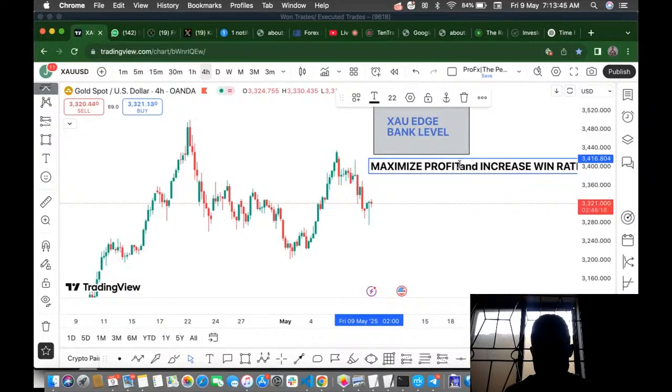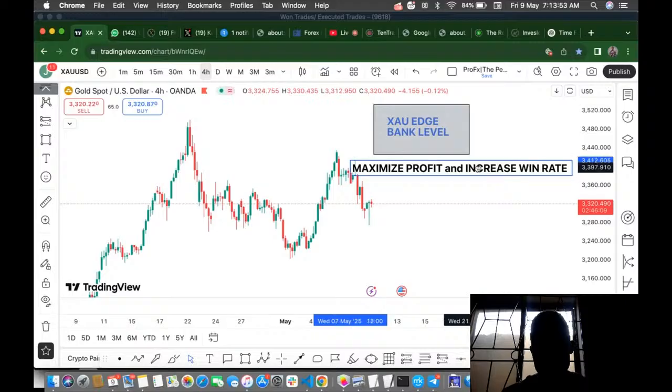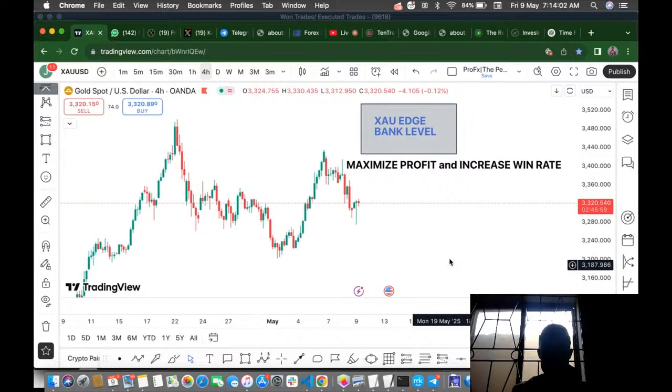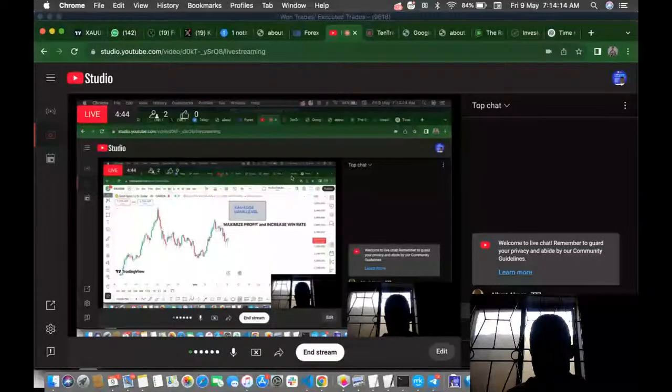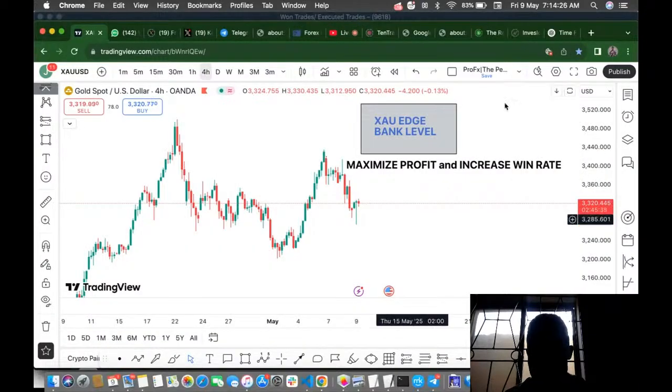Whilst other SMC traders are looking out for liquidity for targets, looking out for session lows for targets, we are looking beyond session lows, session highs, and targeting liquidity for profit. We are looking beyond that. Sometimes our bank level is far beyond those liquidity targets, and it makes us maximize our profit. Do you understand that now? So it's going to come in handy for us.